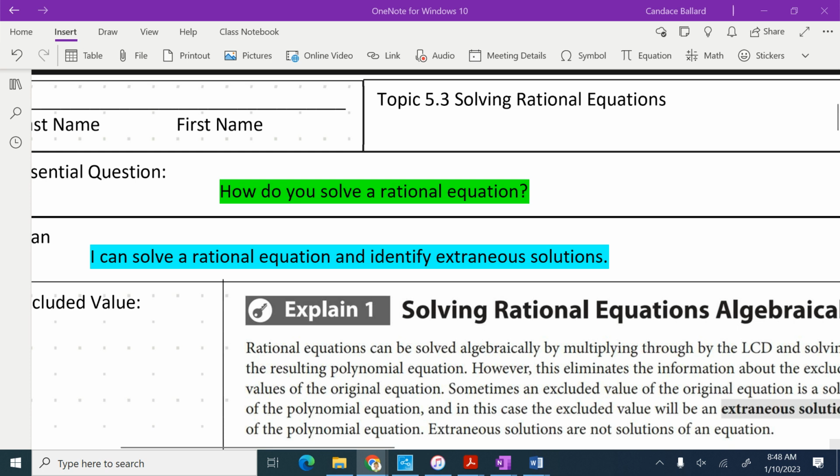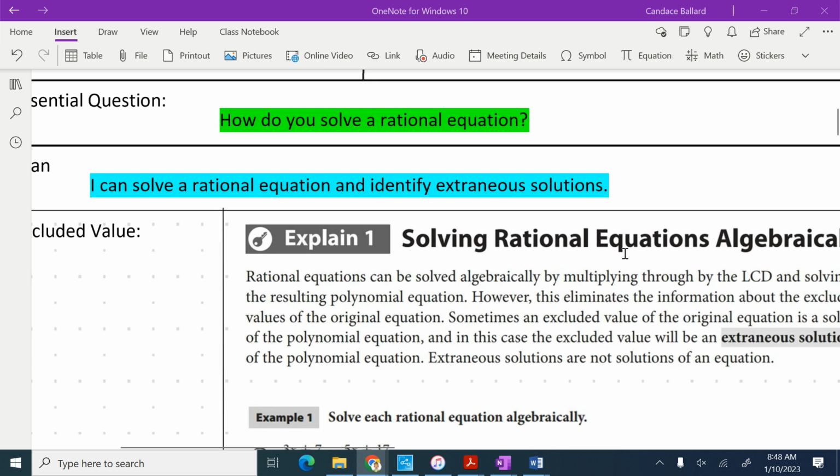Remember, the word rational just means fraction. And we're going to talk about this word extraneous solutions today as we go through this first little bit here. And we're going to be looking for that every time we do one of these equations.